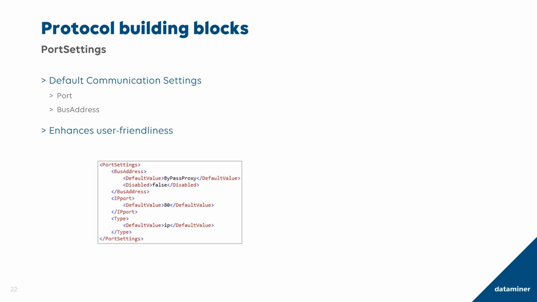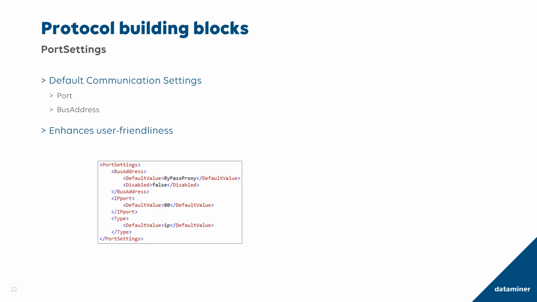Alright, so the last part of our protocol building blocks is the port settings. This is used to provide default communication settings. In this case, what do we put in here for our protocol that we will create? We will set our IP port to 80 because it's an HTTP request that we will do. And the special one for HTTP is that we provide bypass proxy in the bus address. The bus address basically is a field in your element where you can pass values along to your protocol, or in this case configure extra details.